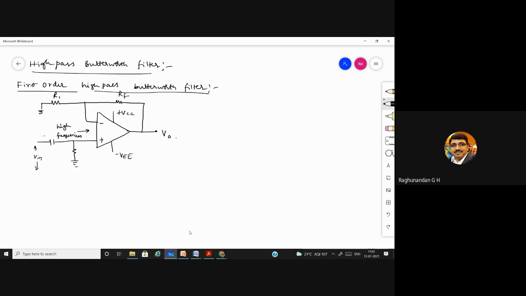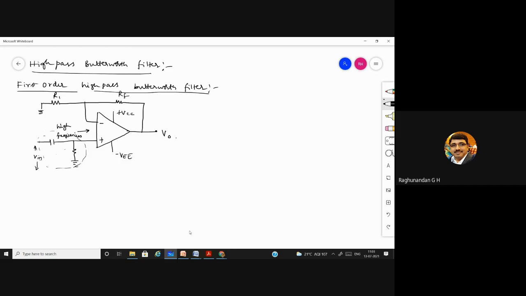So this is the portion of the passive filter which is made up of passive elements like capacitor and resistor, and when these passive components are added to an active component like op amp, this is going to form an active filter. So even this is also having the mathematical analysis.